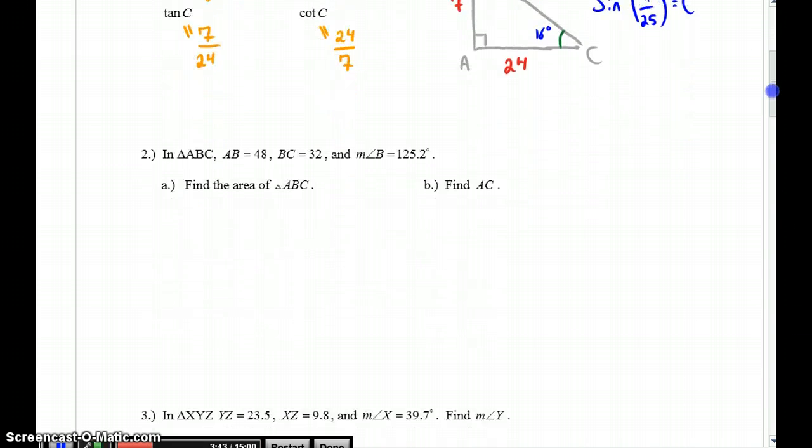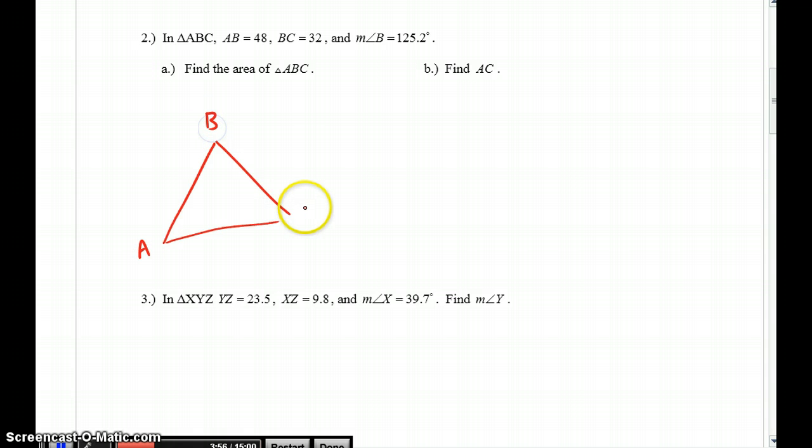On to problem number 2. Triangle ABC. AB is 48. Let's draw all these again. A, B, C. This is not at all drawn to scale, but it doesn't really matter as long as I know what I'm dealing with. AB is 48, BC is 32, and the measure of angle B is 125.2.